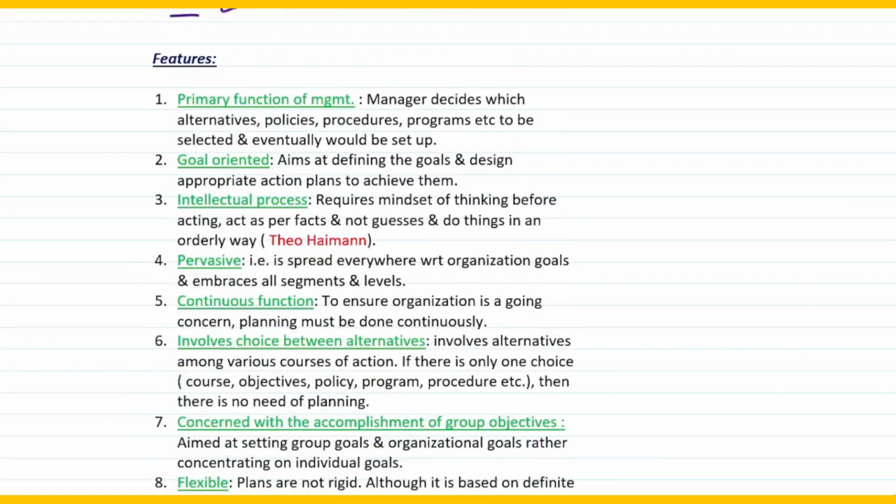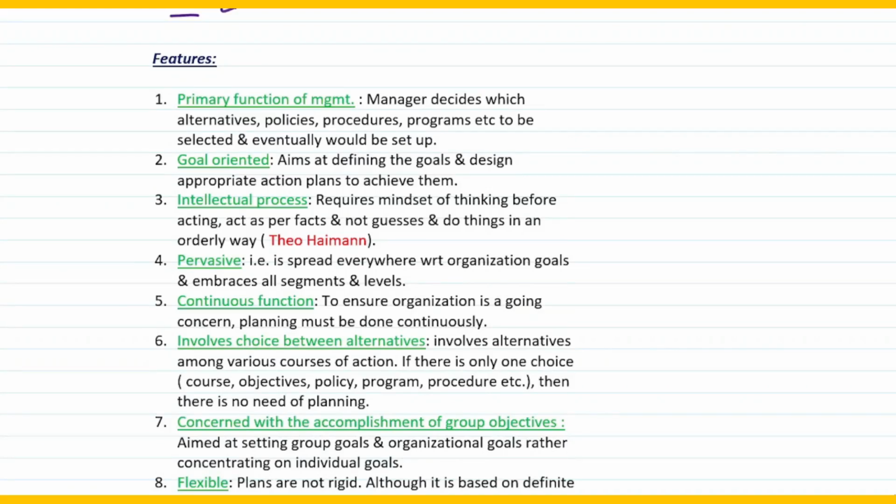Okay, there are many features. Let's start with the first one. Planning is basically a primary function of management. So the first step that you do is to determine or lay down the principles of planning, right? So that's the primary function of management.